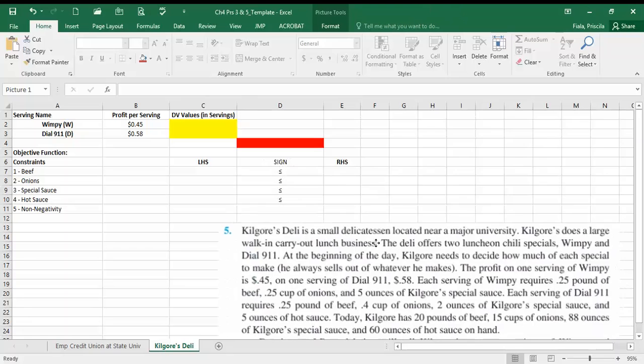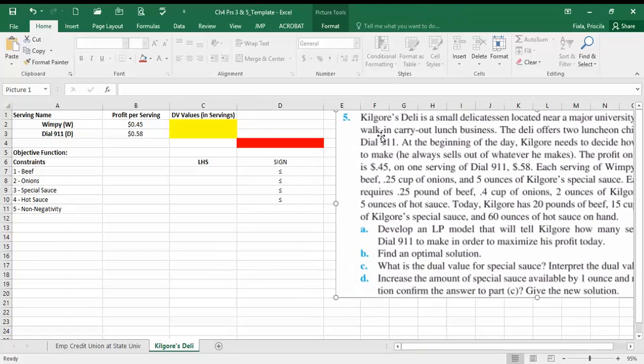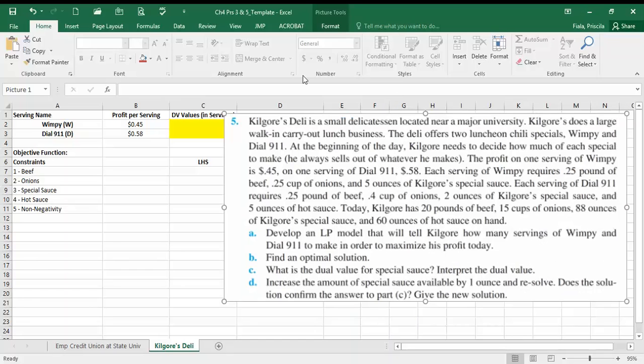Okay, so let's go ahead and start with problem 5. Kilgore's Deli is a small deli located near a major university. Kilgore's does a large walk-in carry-out lunch business. The deli offers two lunch chili specials.